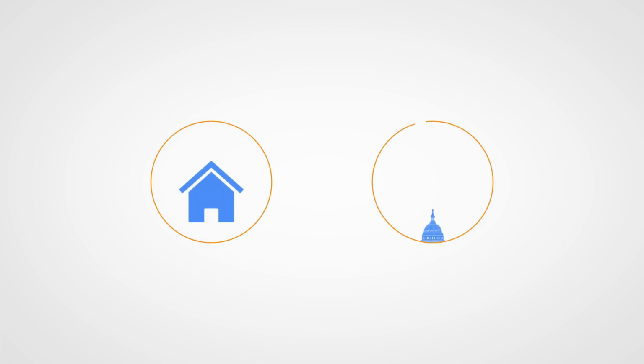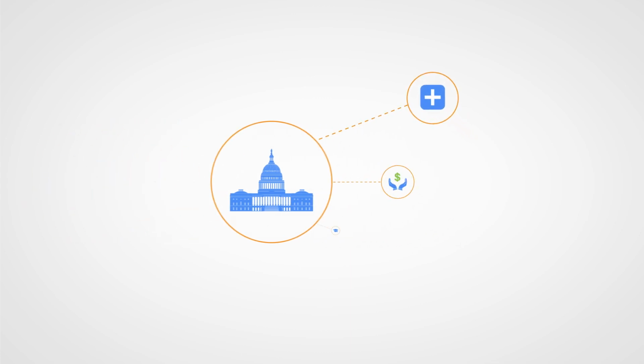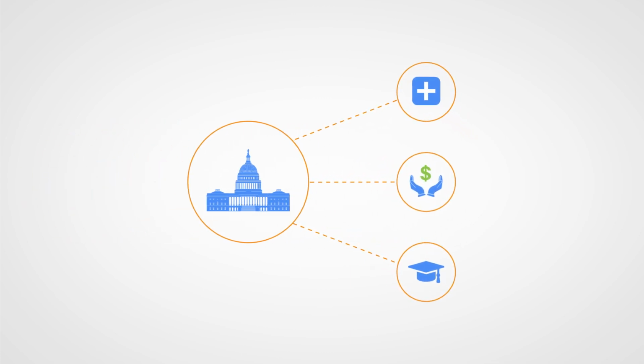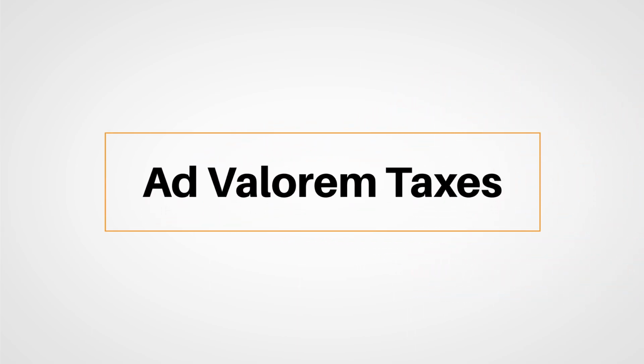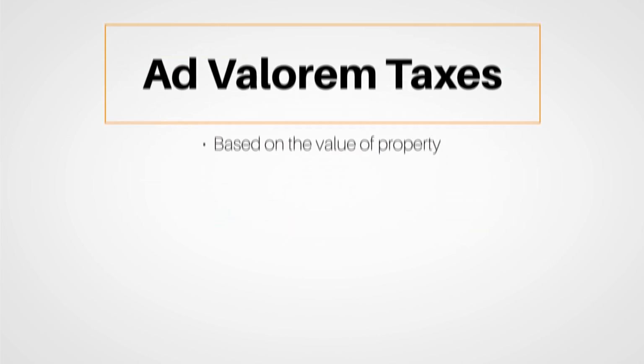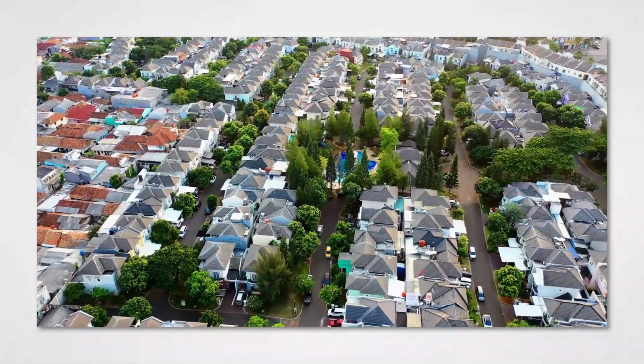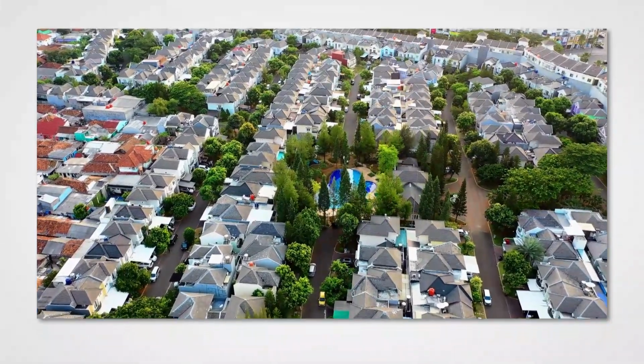Property taxes are a large source of revenue for local governments, financing a broad variety of programs and services, from emergency services to public libraries. They're called ad valorem taxes, meaning they're based on the value of a property. Taxable property in a local government's jurisdiction is assigned value by an assessor's office.